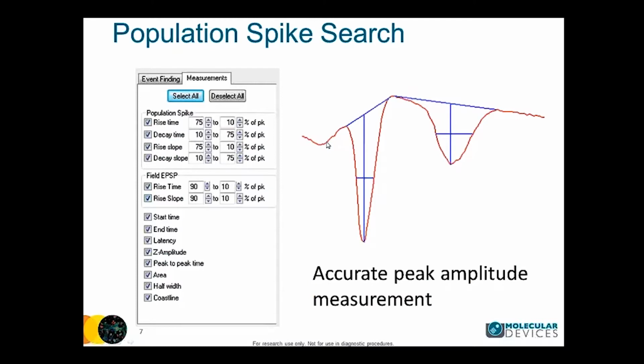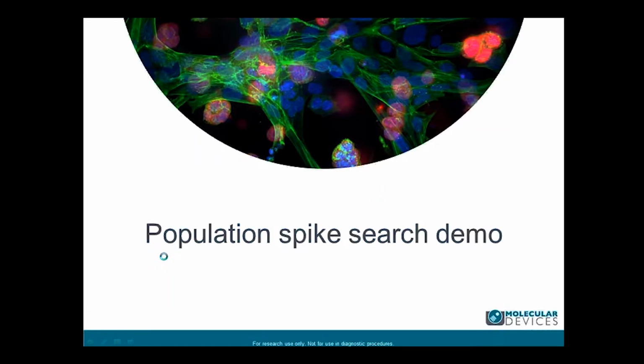You can measure the rise time and also the rise slope, and you can determine what percentage from the peak. In addition, we can also measure the peak amplitude, as shown here, or the area under the curve, or the half-width, and all of these you can measure. Now, I think the best way is for me to show you a demonstration with some real population spike data.